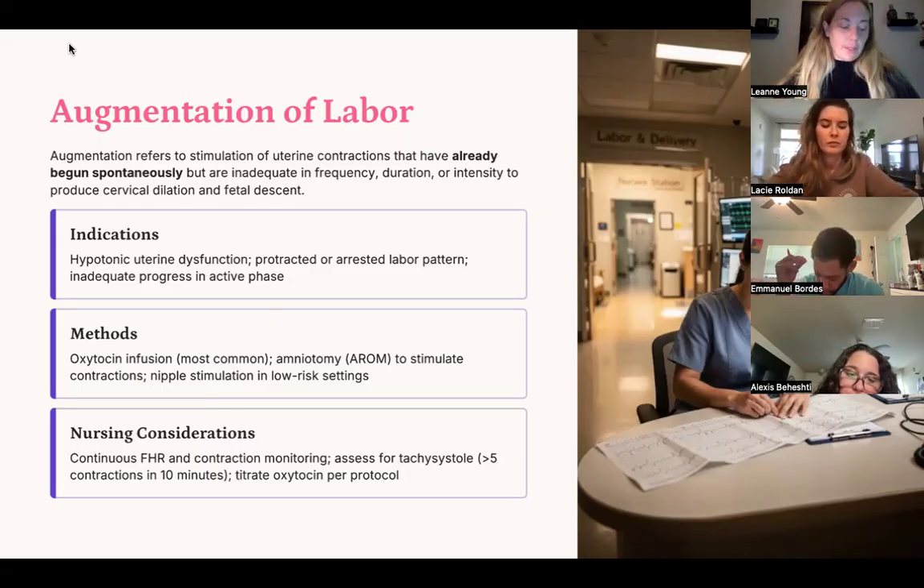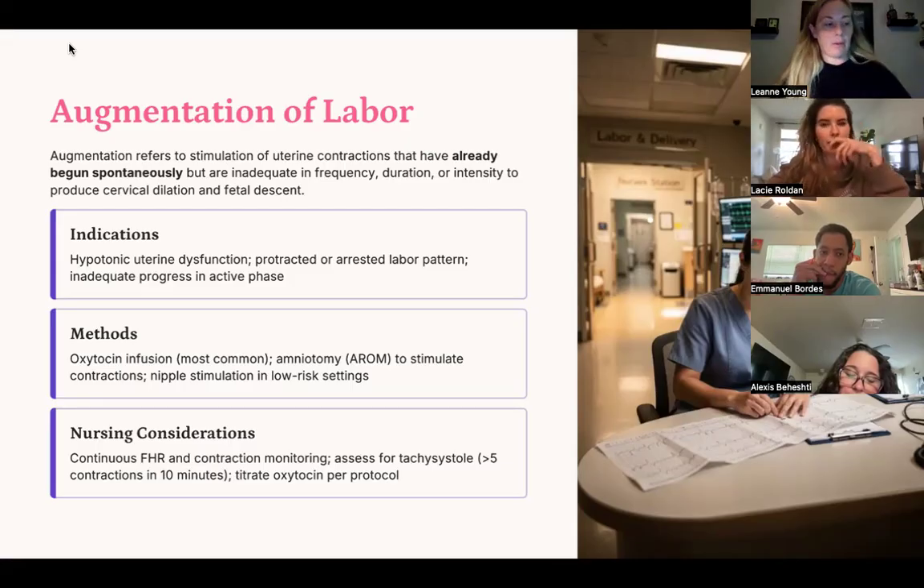If you're running Pitocin and your baby starts having recurrent late decelerations, what should your first intervention be for that patient?